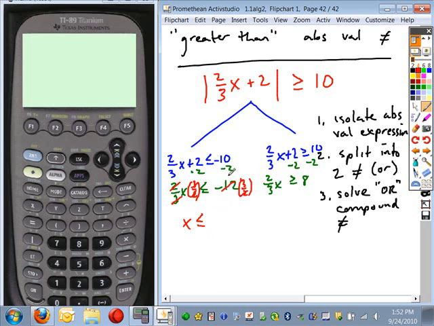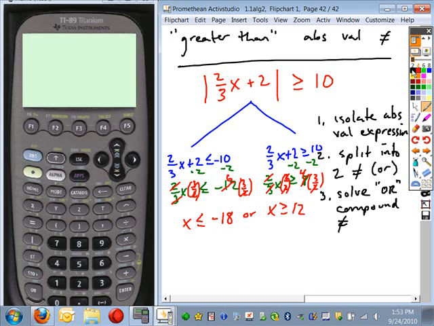So 2 goes into -12 6 times. So -6 times 3 gives you x is less than or equal to -18. Here, if we multiply by the reciprocal, the 3 and the 2's cancel. 2 goes into 8 4 times. 4 times 3 gives you 12. So here is our inequality notation.